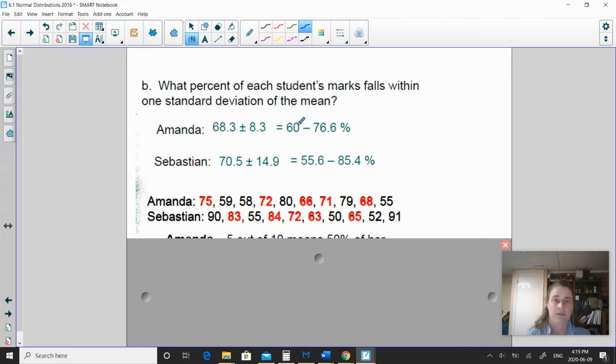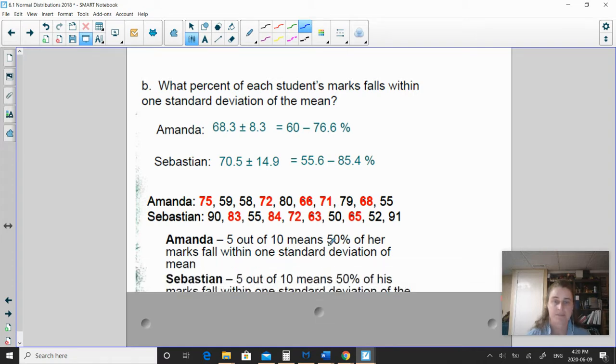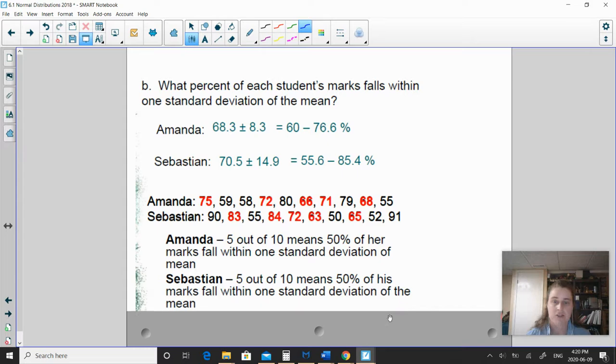Now, if you compare to your actual data what falls within 60 to 76.6 for Amanda, you can see in red, I have highlighted here which ones fall in that range. And then for Sebastian, between 55.6 and 85.4, we have these ones. So for Amanda, she had 5 out of her 10. So 50% of her marks fall within one standard deviation of her mean. And same for Sebastian, he also had 5.